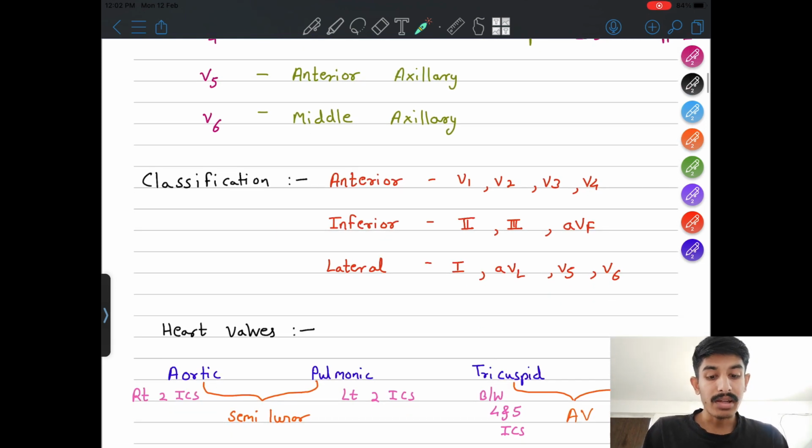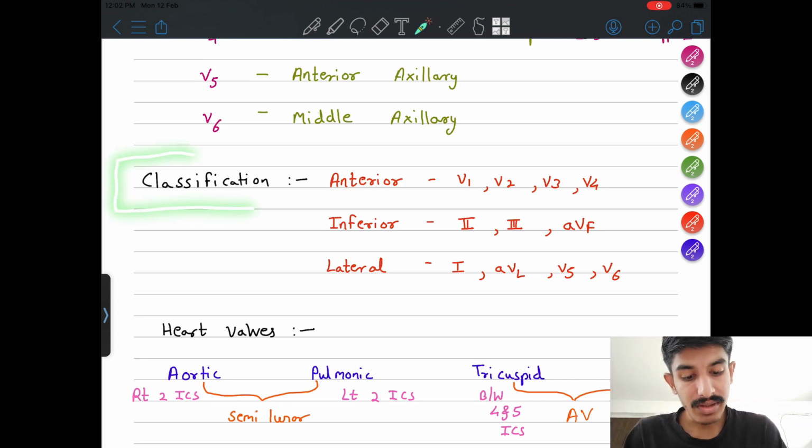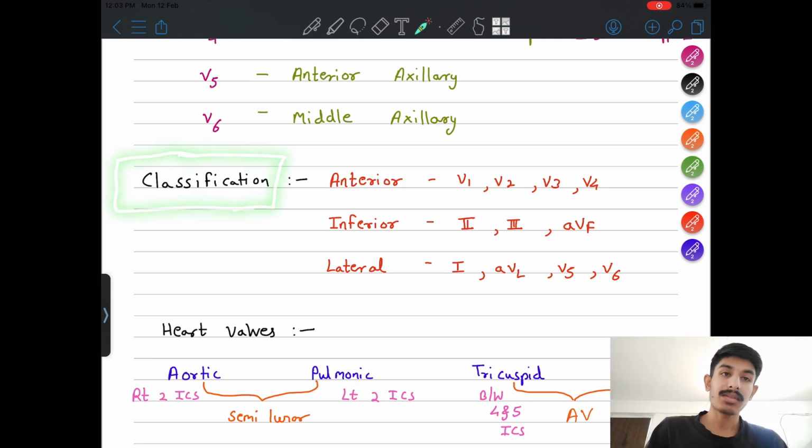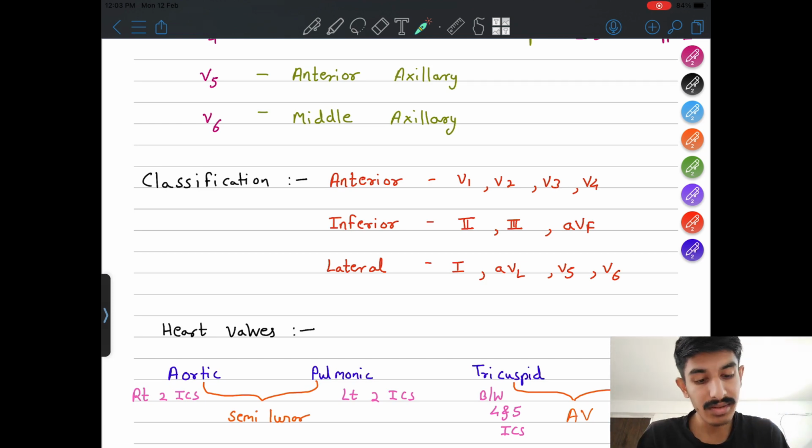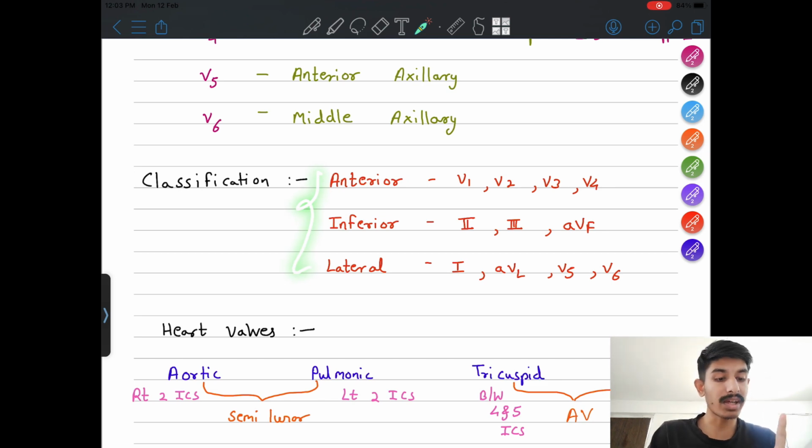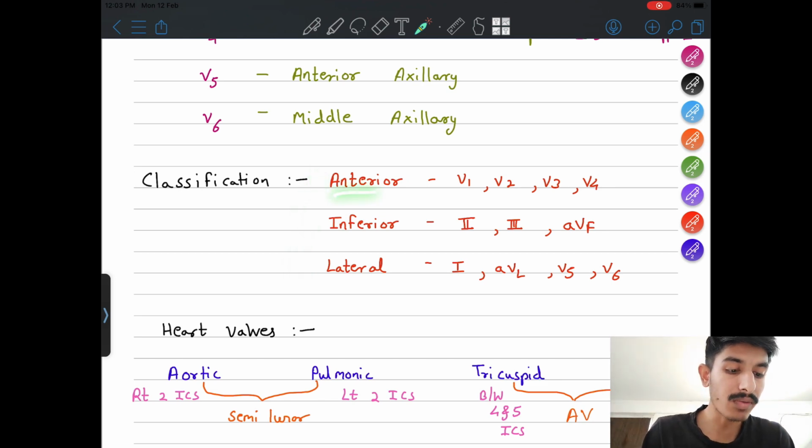Remember this classification because it is important for MI, myocardial infarction. For knowing myocardial infarction, you need these points to be remembered because they are so important. For anterior you will look at 1, 2, 3 and 4. For inferior you will look at second, third and AVF, and for lateral you will look at 1, AVL, 5 and 6.